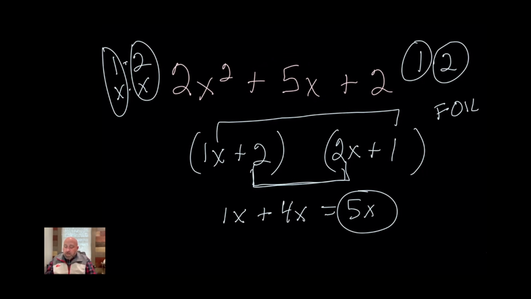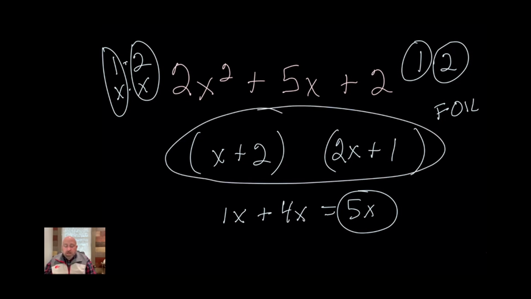So let me erase some of this stuff so that you can see it. So this would be the actual answer. Now at this point, I would get rid of that 1x. I don't need it there anymore. It's not really proper to write it. So I'll just get rid of it, and now we have our answer: 2 plus x times 2x plus 1. Those are the factors of 2x squared plus 5x plus 2.